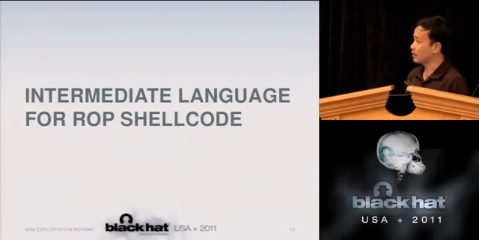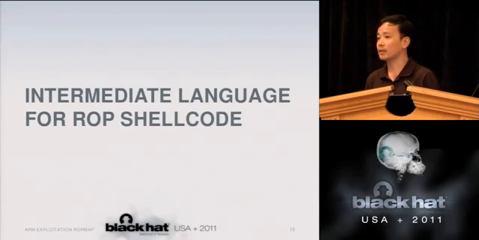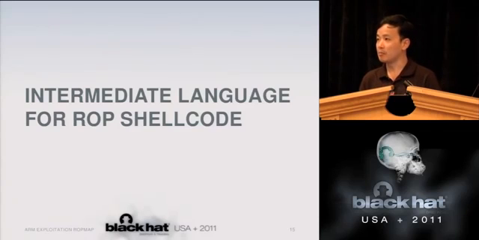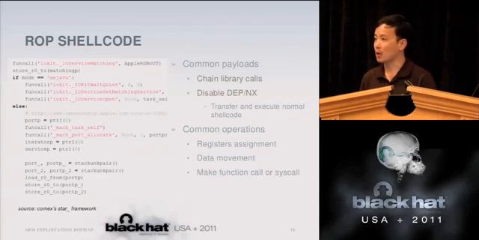Next, we will present an intermediate language for ROP shellcode writing, so you can write the ROP shellcode in an easy way. You can compile or assemble it to the payload automatically, and that shellcode will be easy to understand, easy to maintain, and easy to implement yourself if you want to build your own toolkit. Here is an example of ROP shellcode extracted from the ROPEME framework.